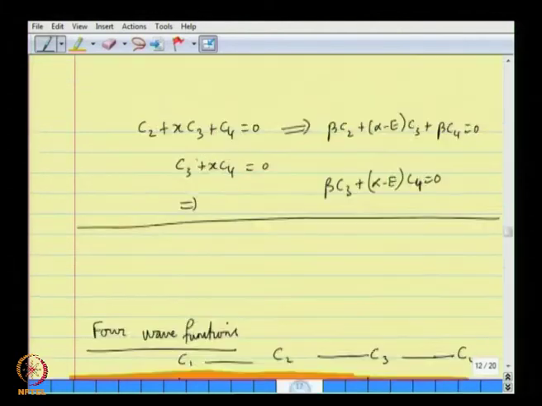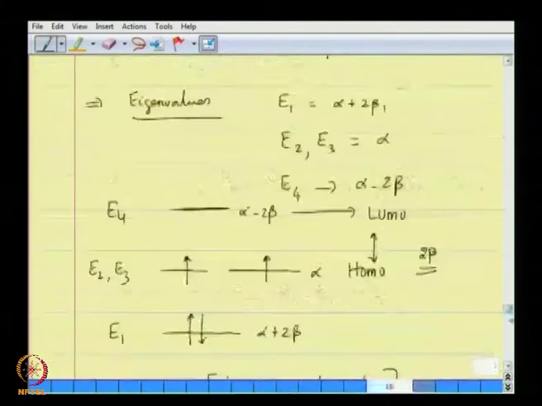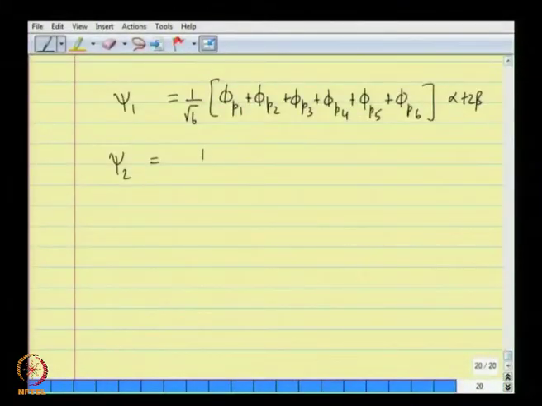It is 1 by 2 phi p2 plus phi p3 minus phi p4, phi p5 minus phi p6. Okay.